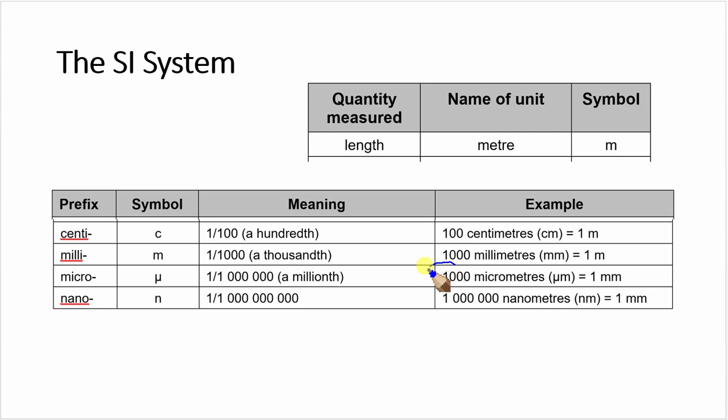And this is probably the most important one for us at GCSE when we're thinking about using a light microscope. So there's 1,000 micrometers in a millimeter. So if you divide a millimeter up 1,000 times, that would give us a micrometer.